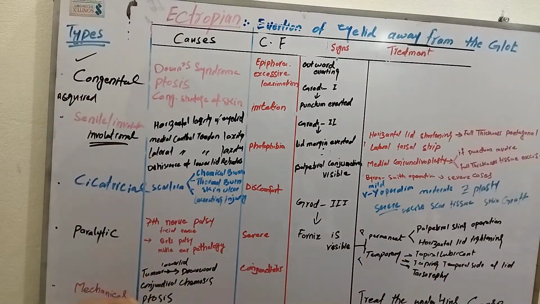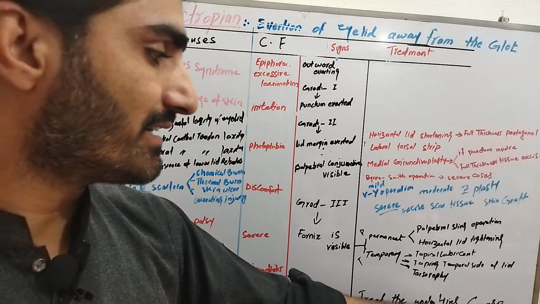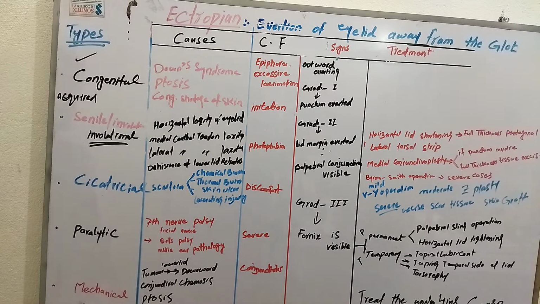The last one is mechanical. Here we will treat the underlying cause. This is ectropion. If you have any question, you can ask me.